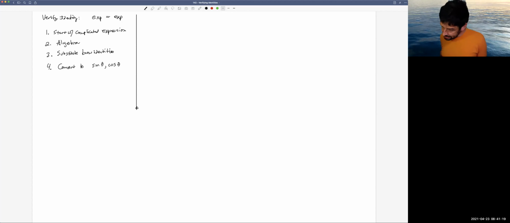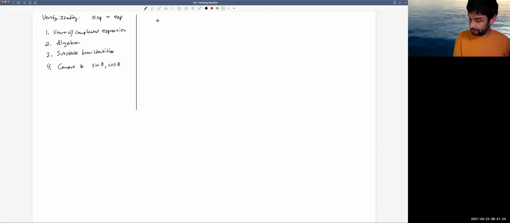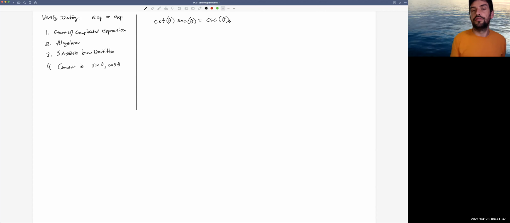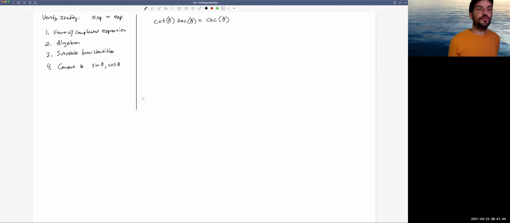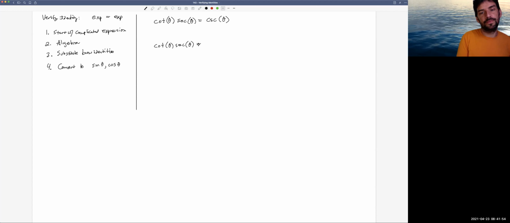So let's say I am tasked with verifying the following identity. Cotangent of theta times secant of theta is equal to cosecant of theta. Okay, so this is one we haven't seen before. It's not obviously true. So let's just follow these rules of thumb. By a slight margin, the left side is more complicated than the right. It's got two factors instead of just one.